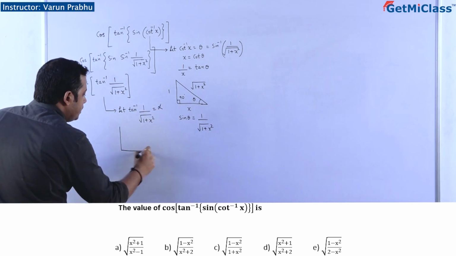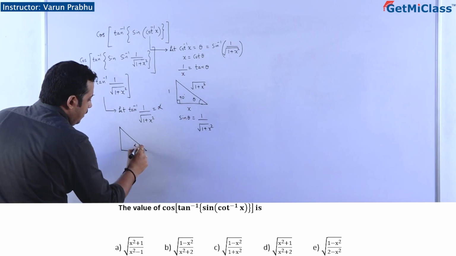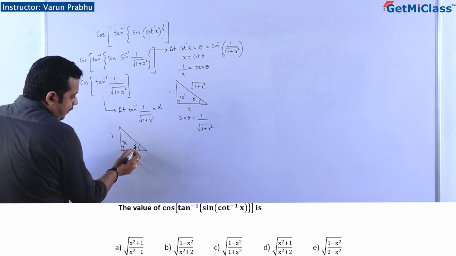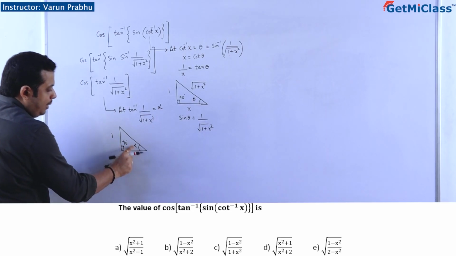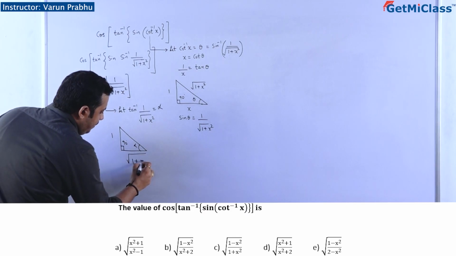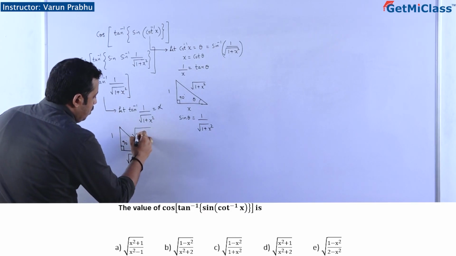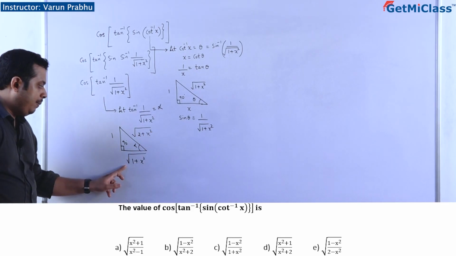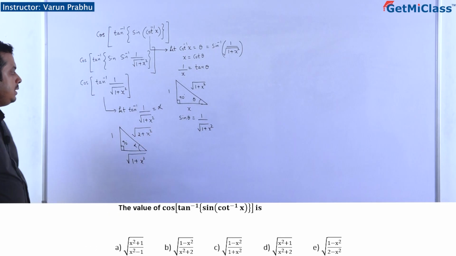Is it okay? Now the same right angle triangle you draw, this is alpha, this is the trigonometric reference angle. Here this is 90 degree right angle, trigonometric reference angle is alpha. 1 and this is nothing but root over 1 plus x square. So I can say here root of 2 plus x square after application of the Pythagoras theorem.